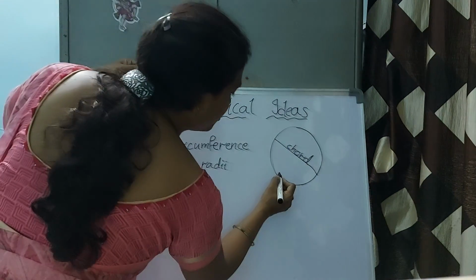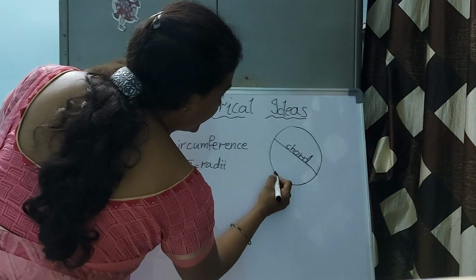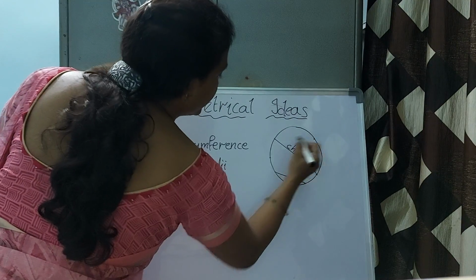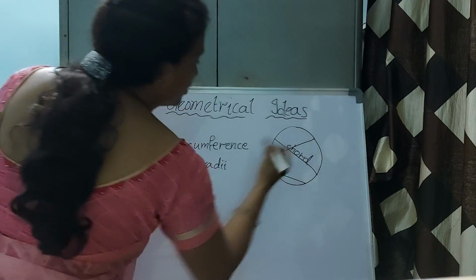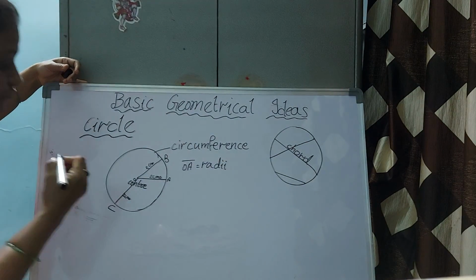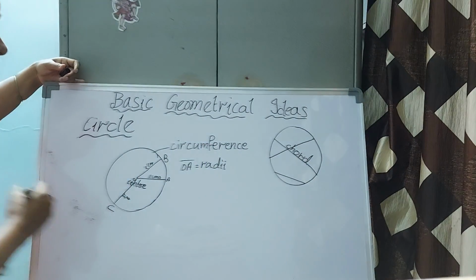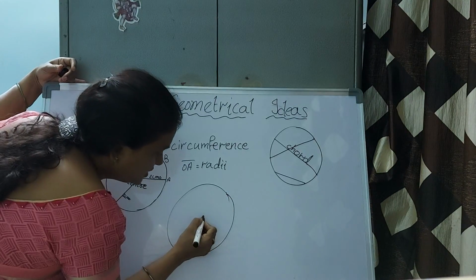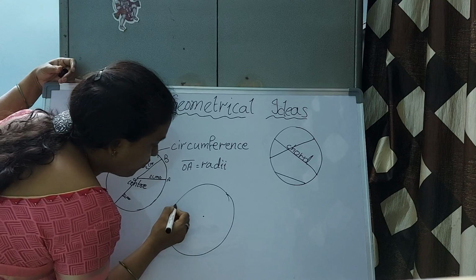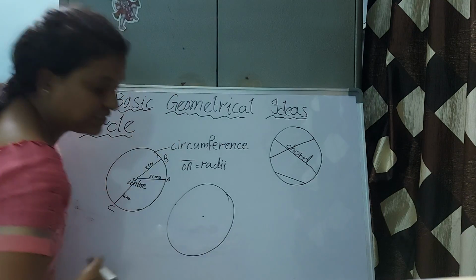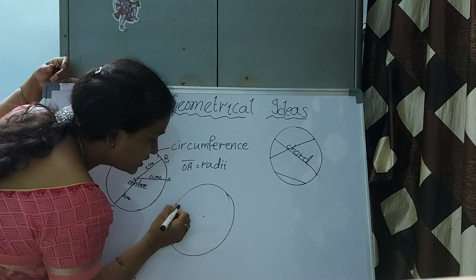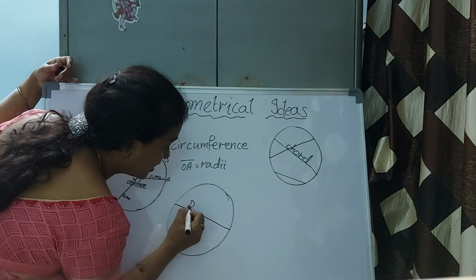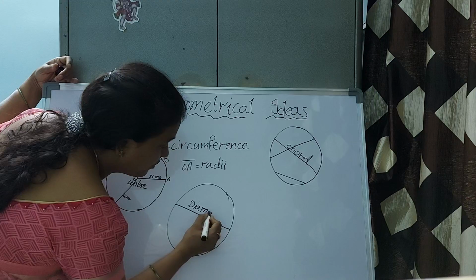See, here you keep any 2 points and join them, we call it a chord. And here you keep any 2 points and join them, we call it a chord. If the chord passes through the center of the circle, with its 2 points on the circumference, we call it a diameter.